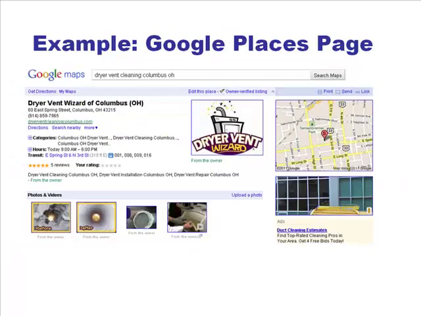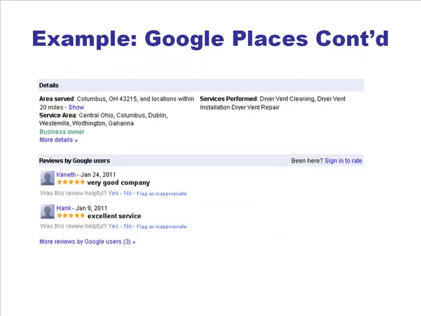So here's a Google Places page, another Dryer Vent Wizard client of ours from Columbus, Ohio. You'll notice on this page that you can put a whole lot of information about your business. Really, it's a flyer for your business. You can have before and after photos, the hours of operation, whether you take credit cards, a map location if that's applicable for your business, and then you can actually take a look and see what customers are saying about your company by reading some of the reviews.